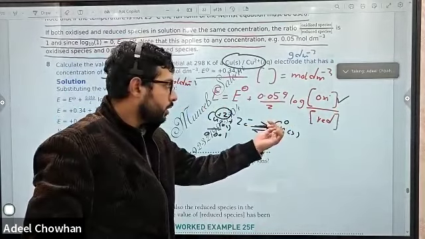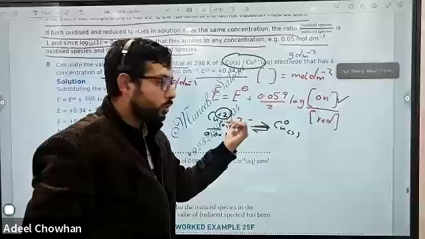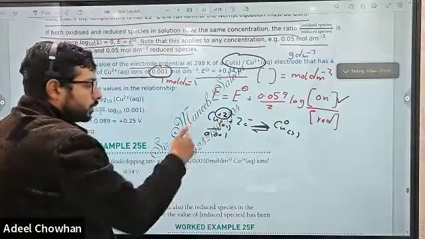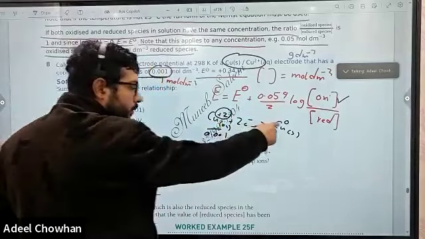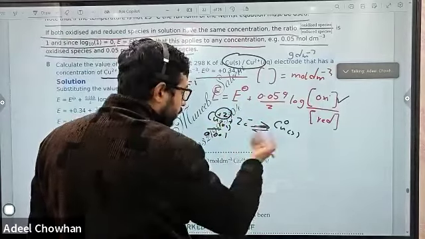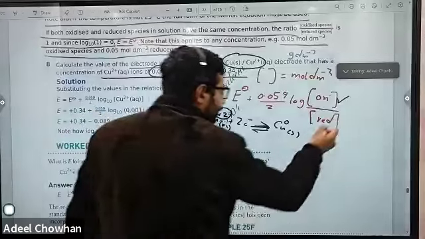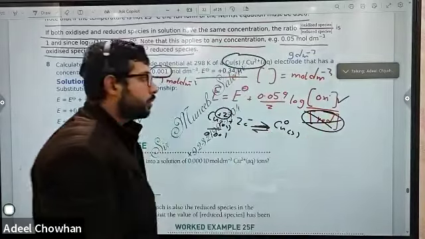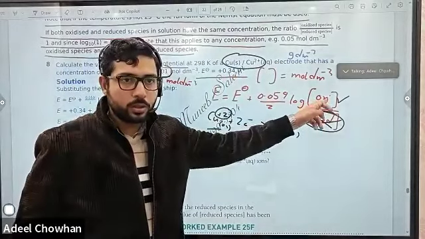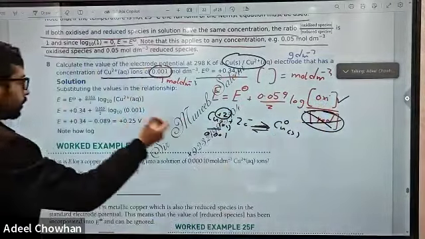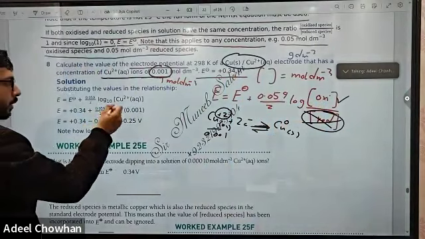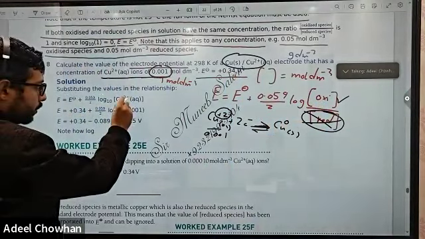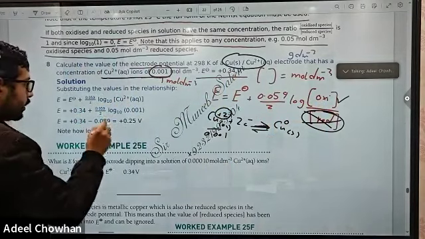Cu has zero oxidation state and it is the reduced form. Cu2+ is the oxidized form. So no value is given for the Cu atom, and this denominator variable will be removed. We'll be left with only the numerator value. We are now putting those values in this expression. We get 0.001 for the oxidized species.